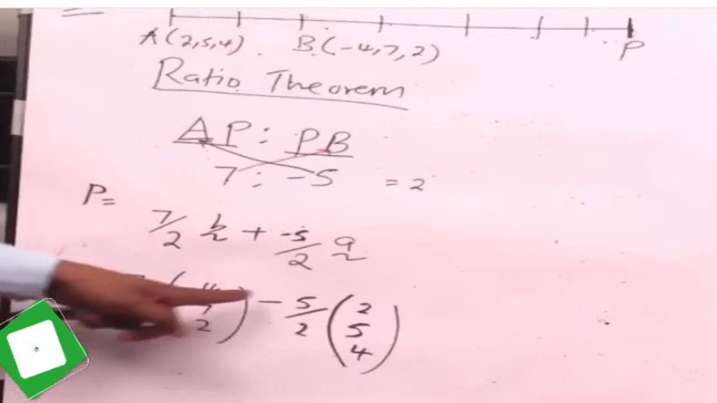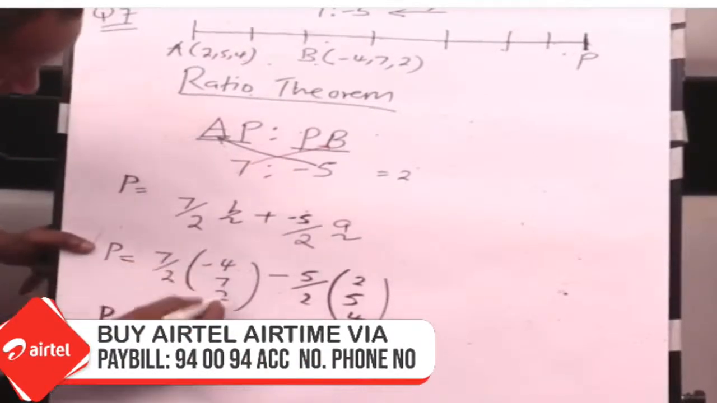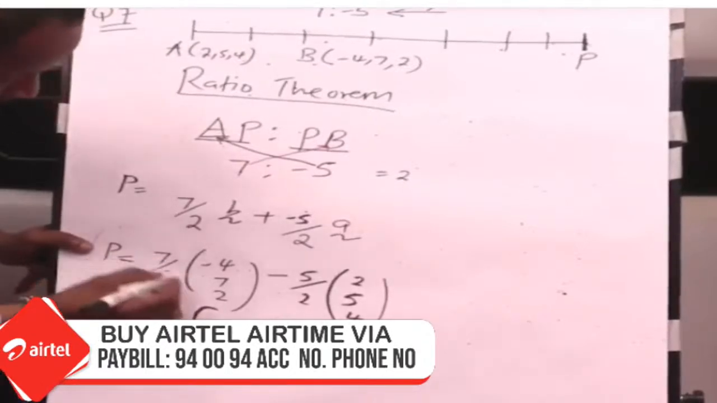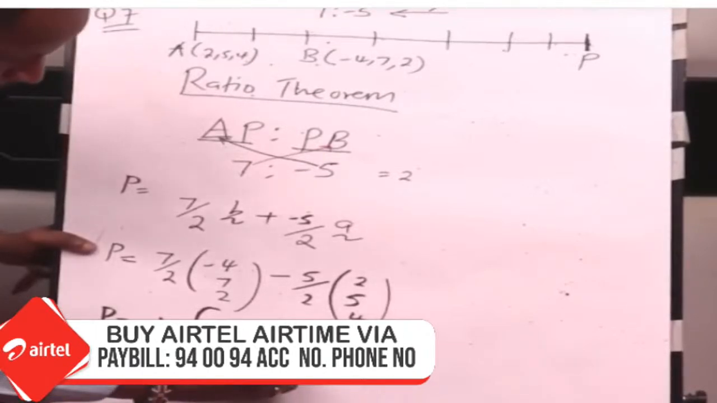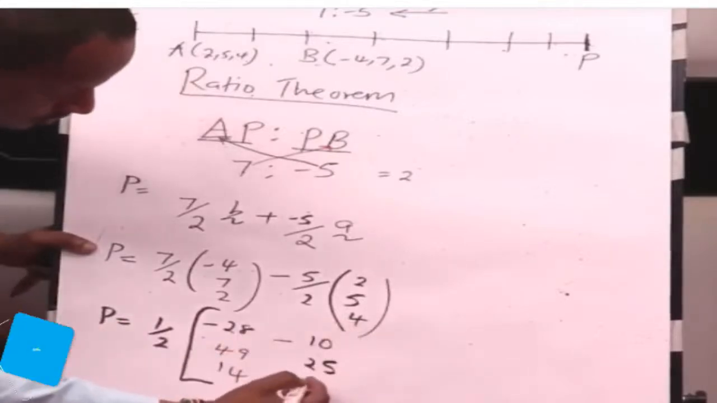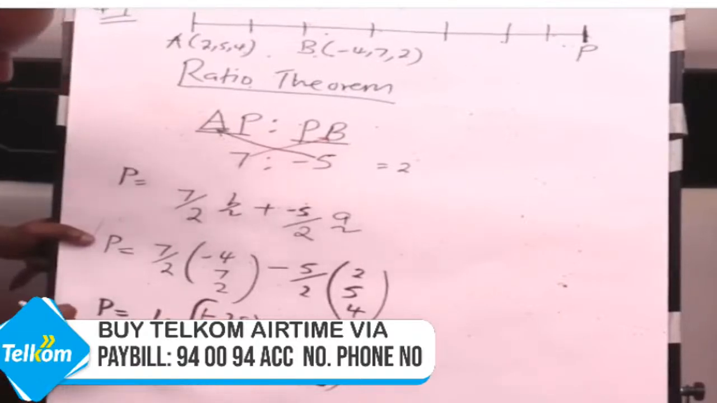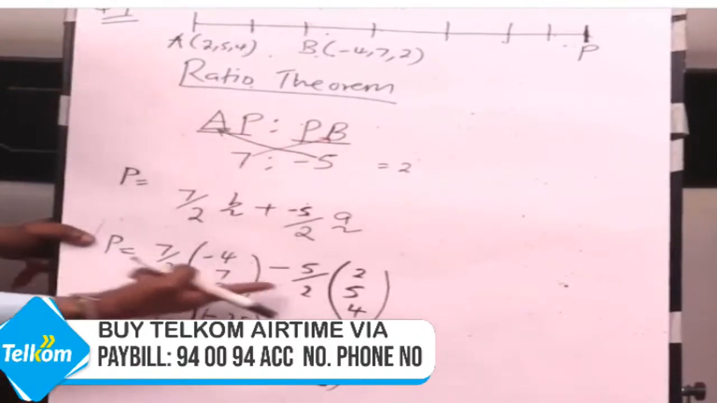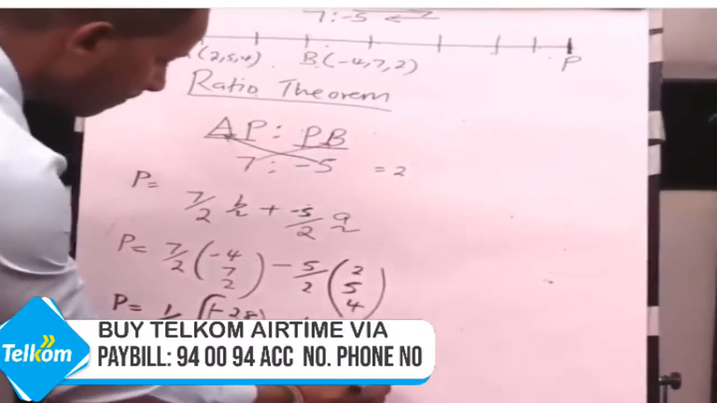7 times minus 4 is minus 28. 7 times 7 is 49. 7 times 2 is 14. Minus 5 times 2 is 10. 5 times 5 is 25. And 5 times 4 is 20. Remember, class, we've factored out a half, because it is common on both sides, so we'll use it later just to ease our work.